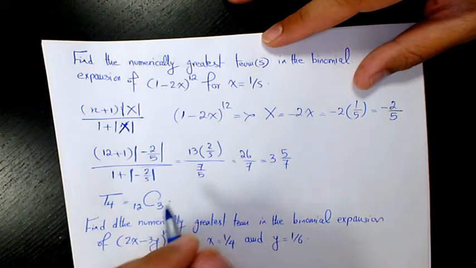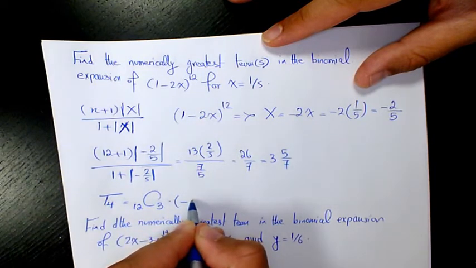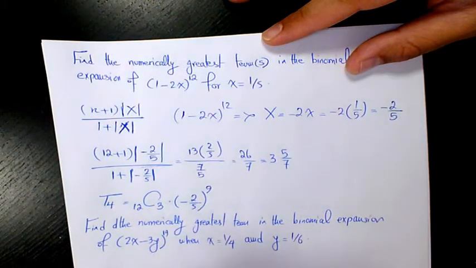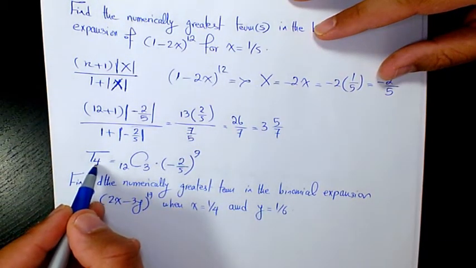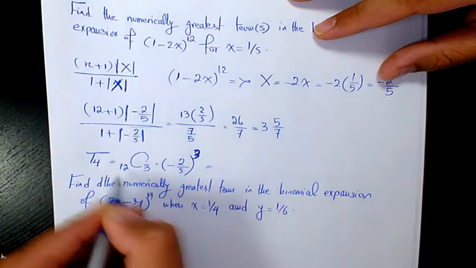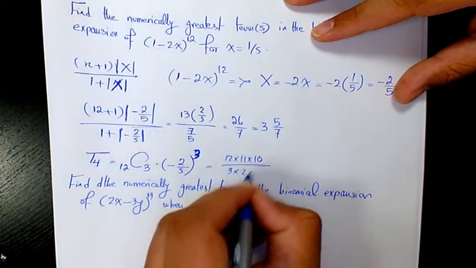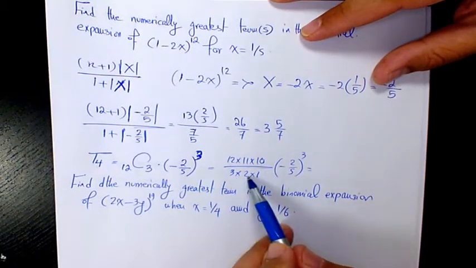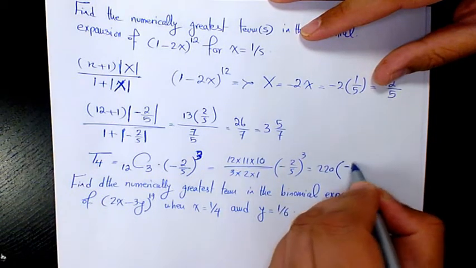Then times 1 to the power of 12, which is going to be nothing, times negative 2x, which is negative 2 over 5, to the power of 3, because here r plus 1 is 4, so that's going to be 3 here. So 12C3 is going to be 12 times 11 times 10 divided by 3 times 2 times 1, times negative 2 over 5 to the power of 3. So when you calculate it, this 6 cancels out, and it is going to be 220 times negative 8 over 125.